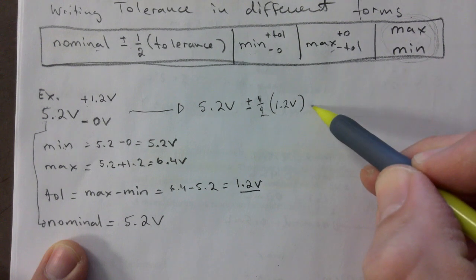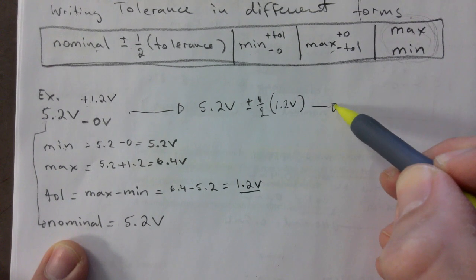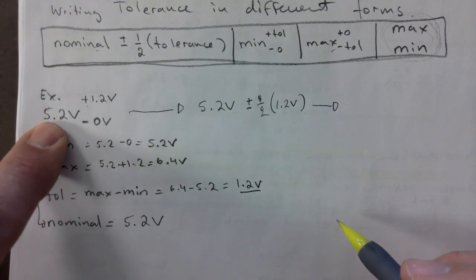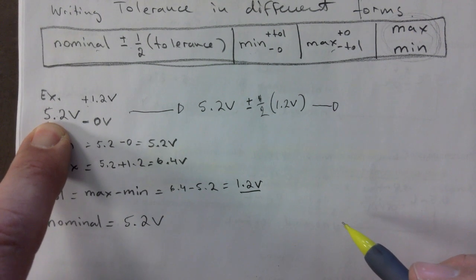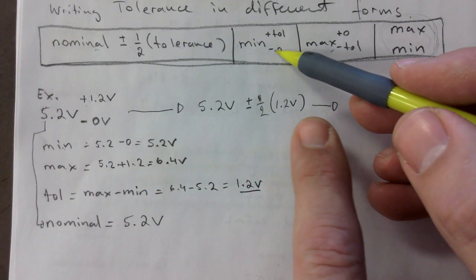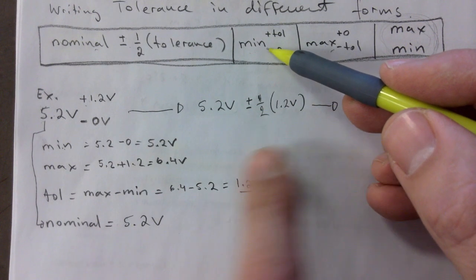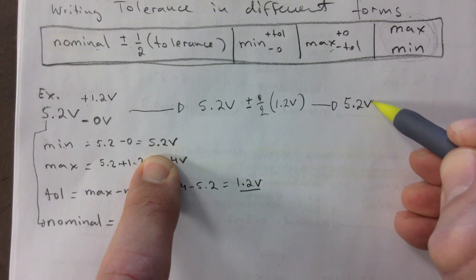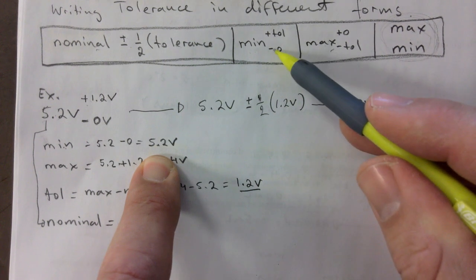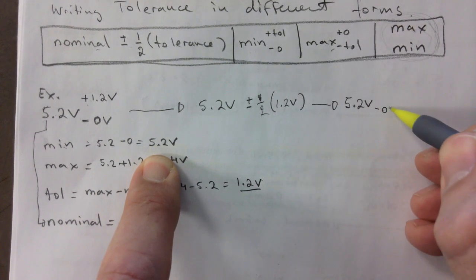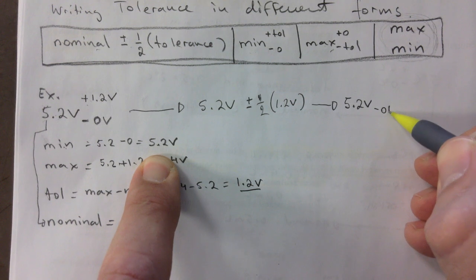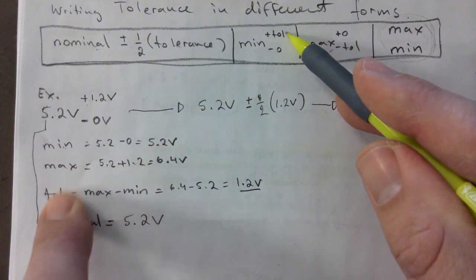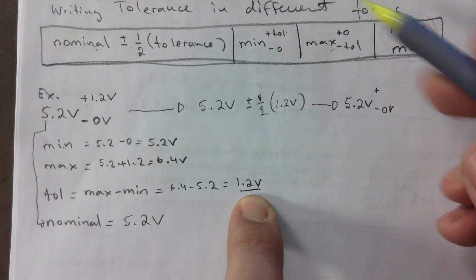So let's rewrite it in a different format. Minimum, this format right here. Minimum, we go grab it, 5.2 volts. Minimum tells me that I'm going to go minus 0 volts plus whatever my tolerance is. My tolerance is 1.2 volts right here.